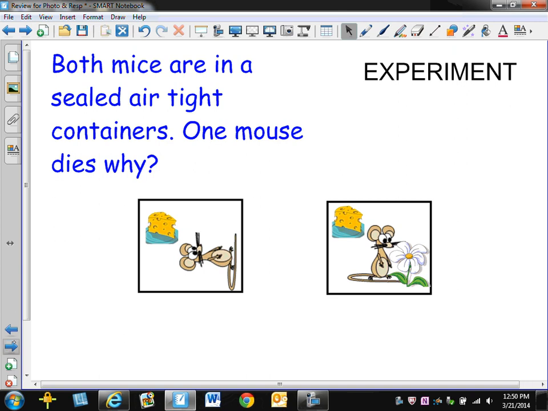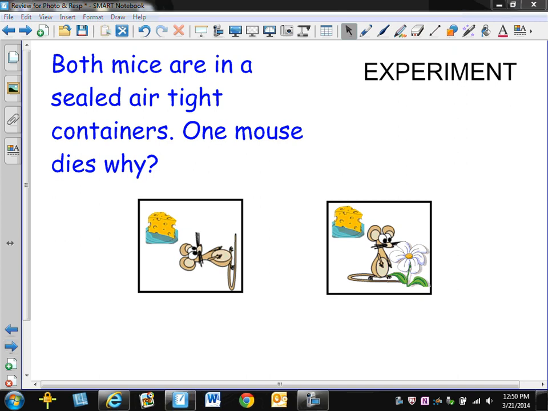And if you didn't get all that, we're going to come back. Okay, so don't worry about it. Here's our experiment. If you want the experiment, we just need to do it for real. We'll do a real experiment next week. Both mice are sealed in an airtight container. One mouse dies. Why did this mouse die and this one didn't?